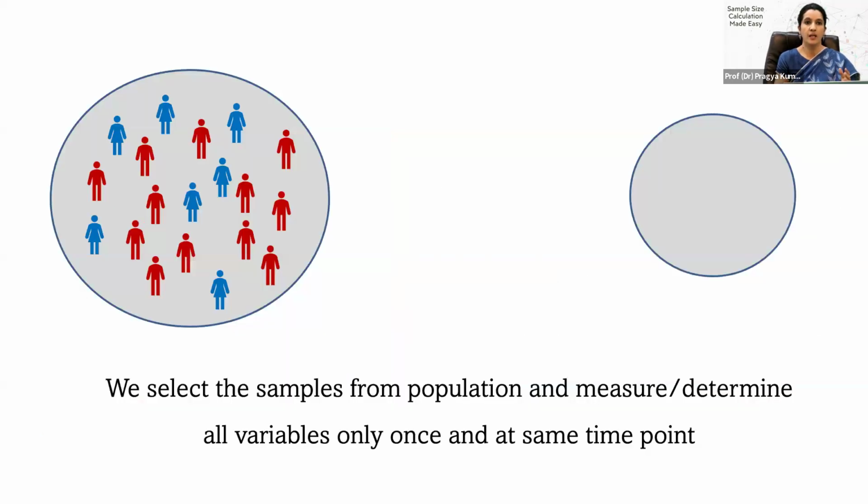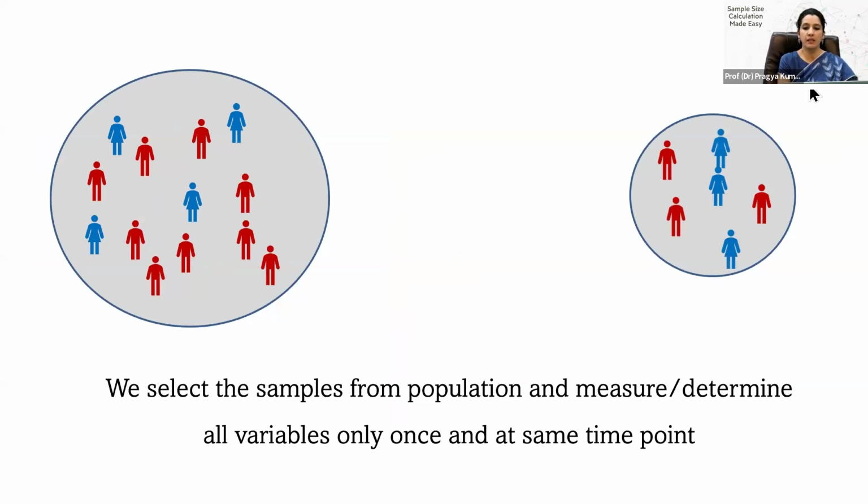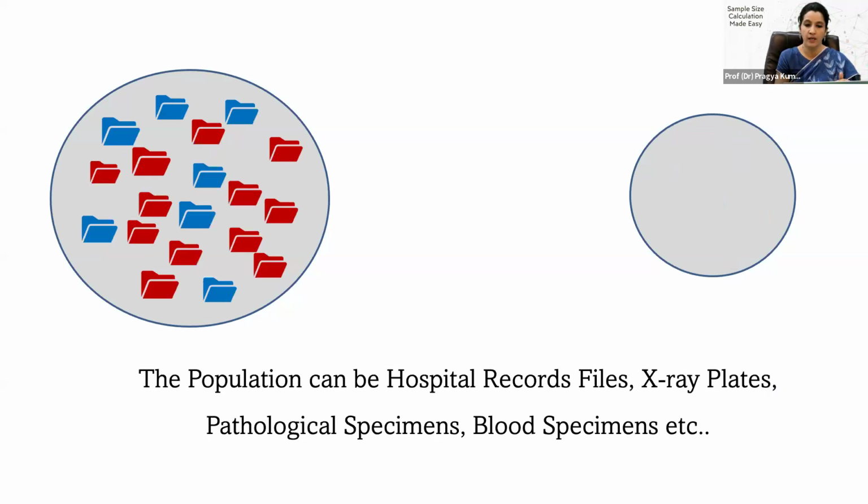So what did I do in this study? I selected the sample, which is the children, from a population, which was the school. And then I measured the vitamin D level in those kids, and then I determined the association between the two. And this all is happening at the same time point. So we'll discuss this point, which is the same time point.